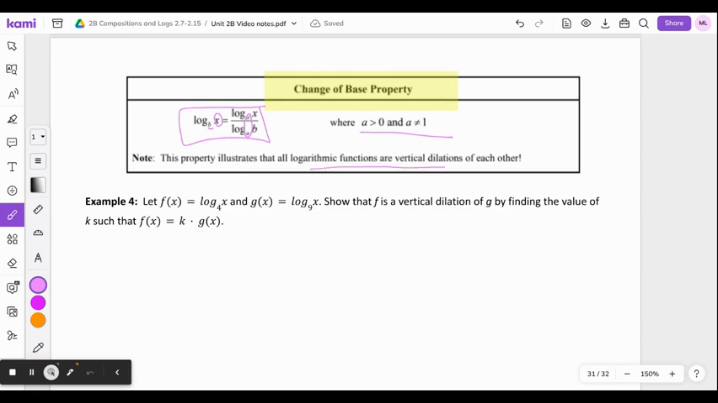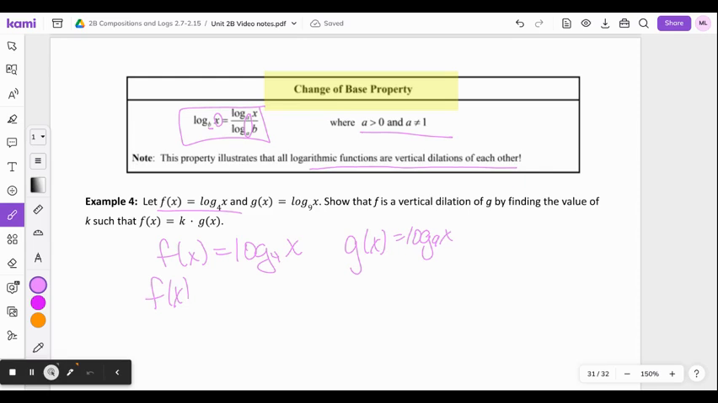So this actually shows us that all log functions are actually vertical dilations of each other. So let's look at what that means. If we're given f of x is log base 4 of x, and g of x is log base 9 of x. Show that f is a vertical dilation of g by finding the value of k such that f equals k times g of x.